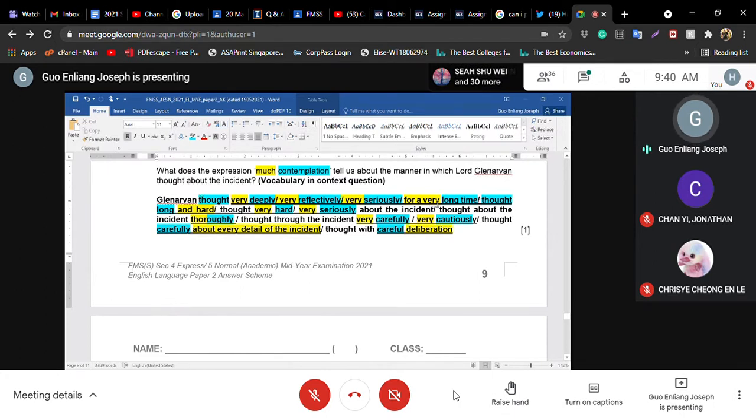Very seriously or for a very long time. Very must be there. Thought long and hard. Long is contemplation, hard is much. Or thought very hard, very seriously, very carefully, very cautiously, carefully about every detail of the incident, or with careful deliberation. Any of these will give you the mark. So the degree is important. That is what makes the answer specific and precise.